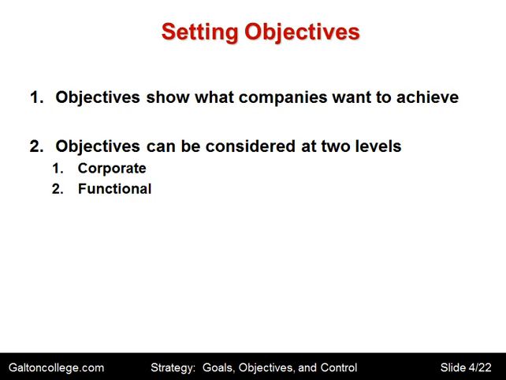The objectives show what the company wants to achieve. The objectives can be considered at two levels, corporate and functional. Corporate being the overall objectives of the business, and the functional being the much more applied internal functioning of the business. So we could have objectives relating to the marketing section of the business, or to the production side of the business, or one of the functional areas. So the objectives show what the company wants to achieve, and secondly, it can be done at two levels.